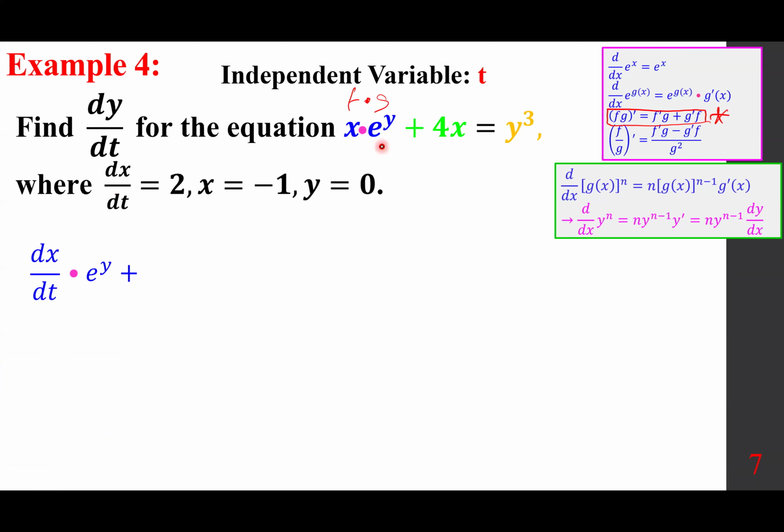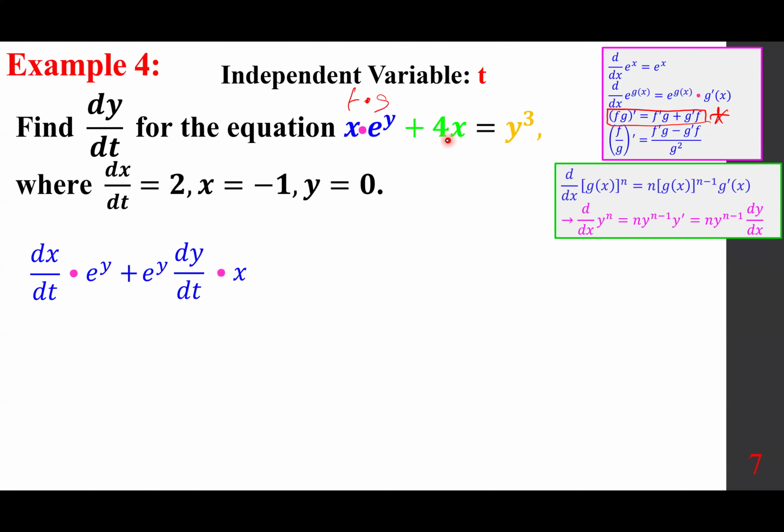What is the derivative of e^y? Remember, any exponential is itself. And then because y is like g of x, or a function, in this case more specifically g of t, because t is the independent variable, it's e^y. Instead of dy/dx, we're going to put dy/dt. So e^y dy/dt times x. So f prime g plus g prime f.